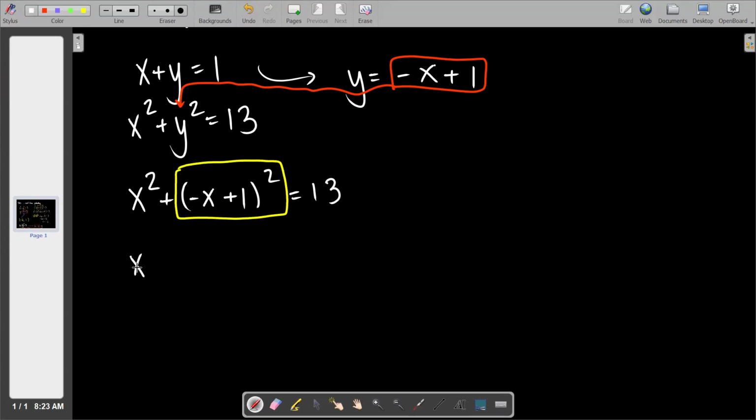We're going to have x squared plus, and I don't need any more parentheses because it's a plus sign. And plus won't need distributed, so I can just do the yellow box, which is square, multiply, double.